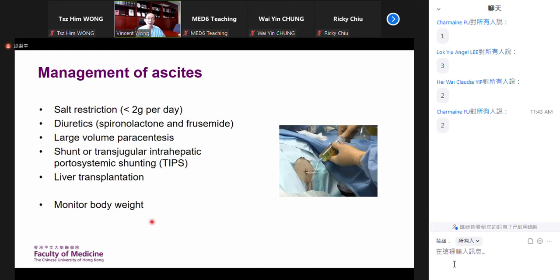When you manage a case of ascites, we monitor the body weight because rapid changes in the body weight more faithfully reflect changes in the fluid status than many other things that you can do.